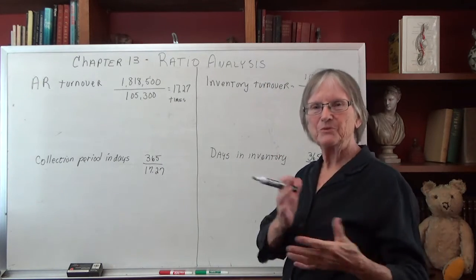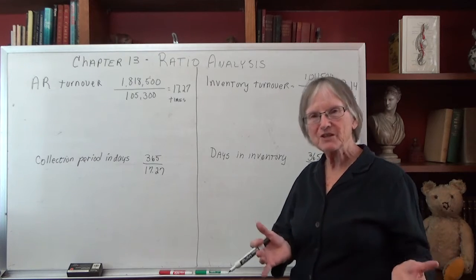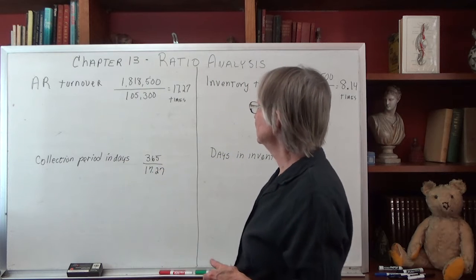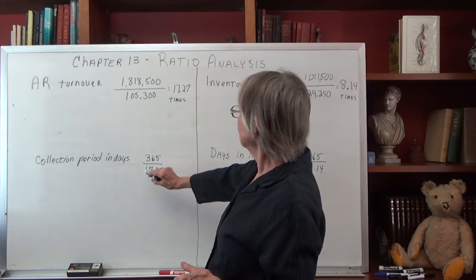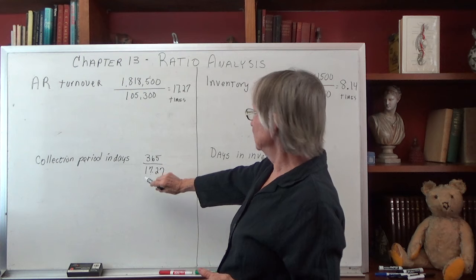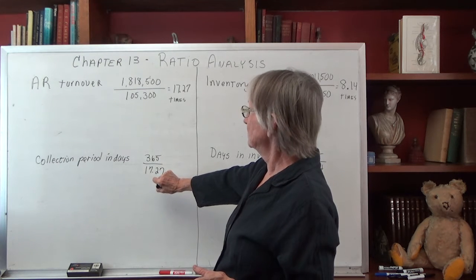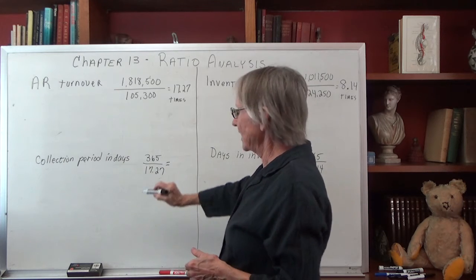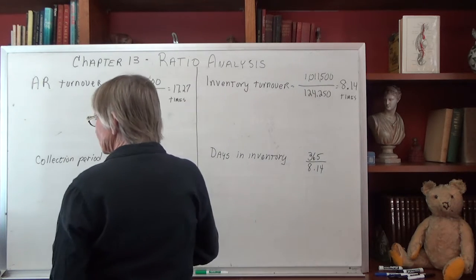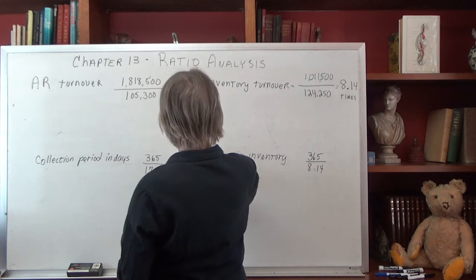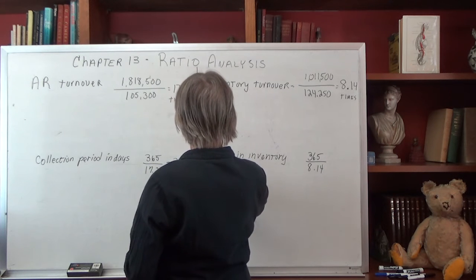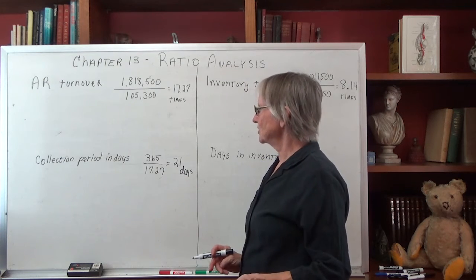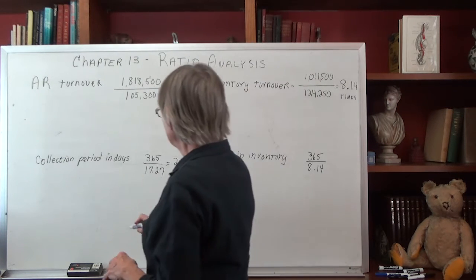One way to help this make more sense is to also do what's called the collection period in days. This is where you take the 365 days in the year and divide it by the accounts receivable turnover ratio. The collection period in days would be about 21 days. So on average, we're collecting our receivables every 21 days.